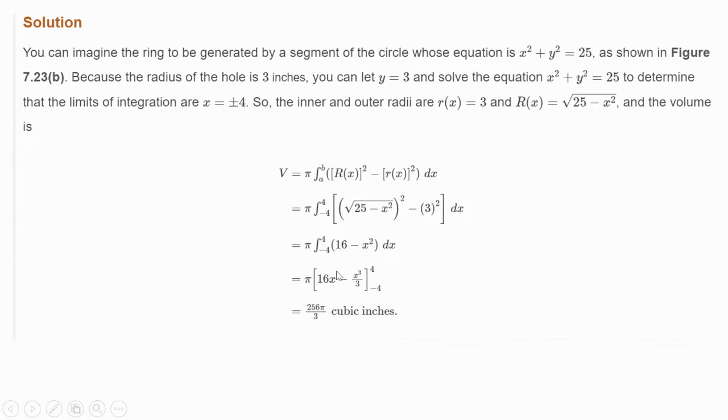This is 16x to the 0. I add 1 to the exponent, divide by the new exponent, that is 16x. Minus, and here I add 1 to the exponent, divide by the new exponent. This is x cubed over 3. I have to plug the numbers in, and I have to be a little bit careful because when you're plugging in minus 4 cubed, that is minus 64. So you have to be careful with that, but you get pi times 256 over 3.